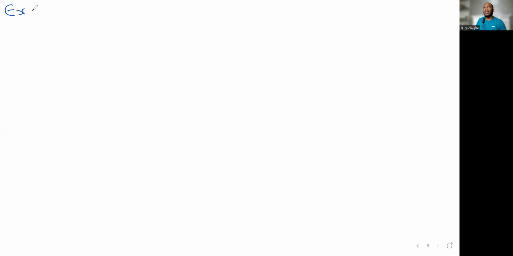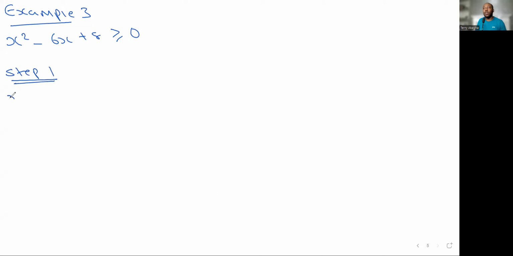So let's pick this example here. We have one more. This will be the last for this, just to explain. Let's assume we have x squared minus 6x plus 8 is greater than or equal to 0, okay? Step 1, we need to put everything on one side. That has been done for us already. So it's x squared minus 6x plus 8 is greater than or equal to 0, okay?